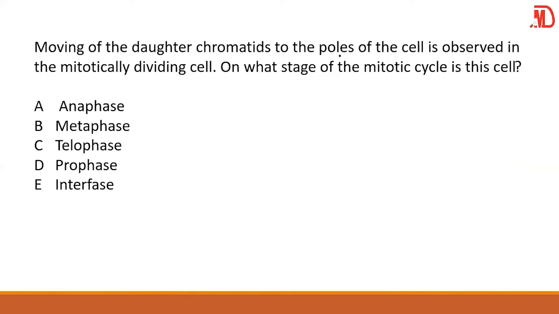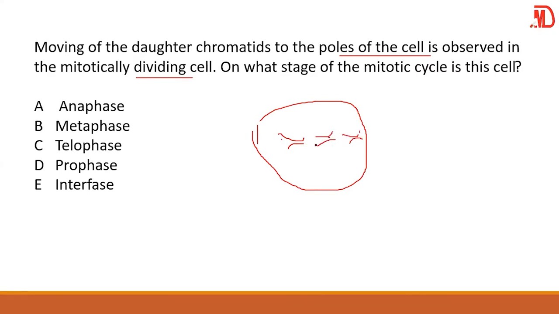Moving of the daughter chromatids to the poles of a cell is observed in a mitotically dividing cell. At what stage of the mitotic cycle is this cell? Among prophase, metaphase, anaphase and so on, at what stage do you see the daughter chromatids moving to the poles? This stage is anaphase. Anaphase is simply the stage of mitosis after metaphase. And in metaphase, the chromosomes are aligned at the equator. So usually, assuming this is a cell, you will see them aligning at the equator.